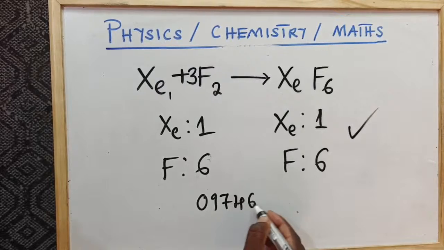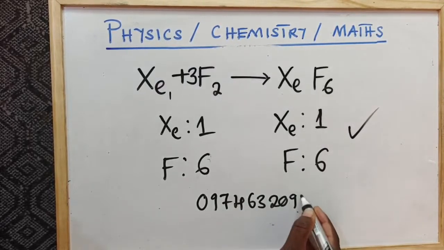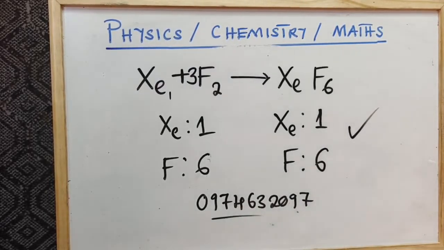0974 63 20 97. So is it clear here how to balance? Okay, people are saying it's clear, which is okay. Yeah, so that's it. So we go to the next equation.